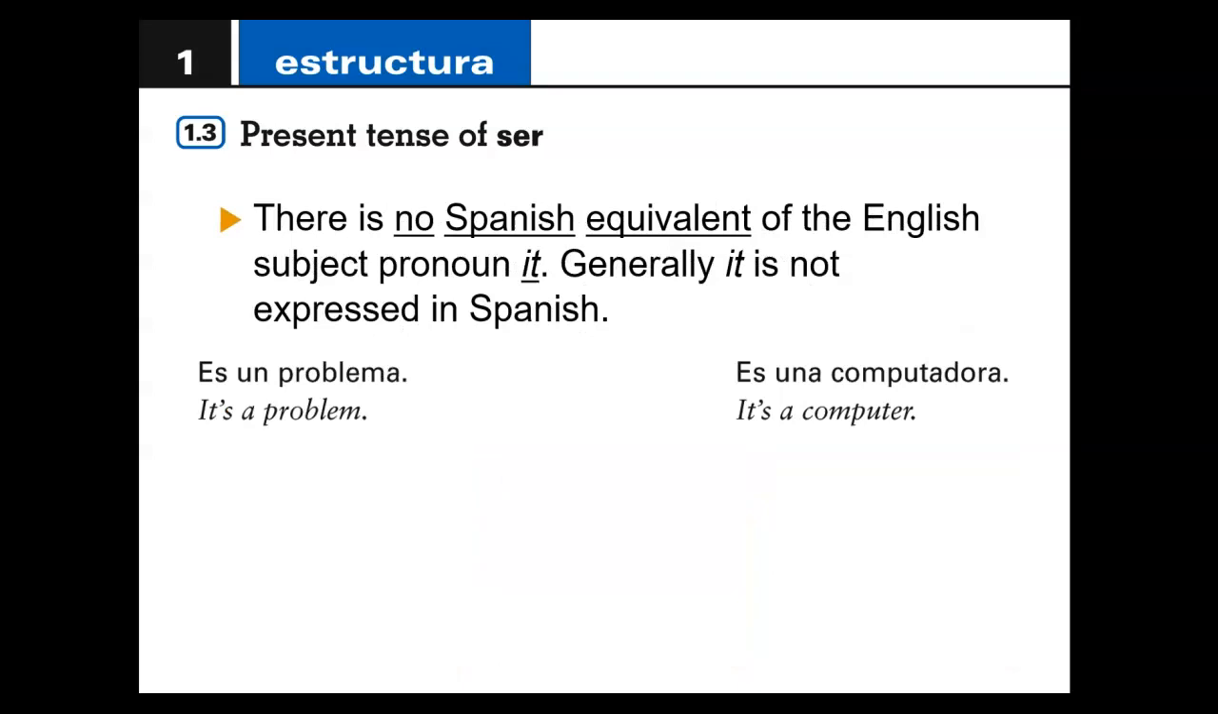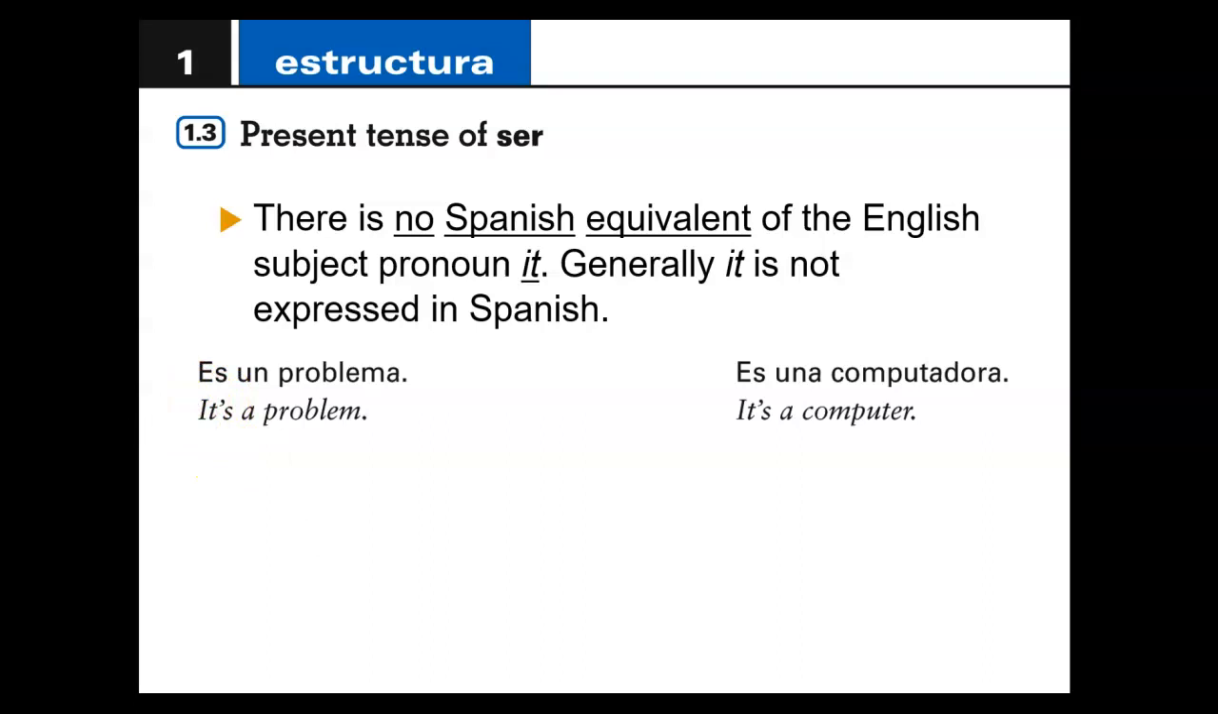In Spanish, there is no Spanish equivalent of the English subject pronoun it. Generally, it is not expressed in Spanish. So there's really no word for it in Spanish. It's normally just understood. When we look at the example, it says, es un problema. It's a problem. Notice here, it's an apostrophe s, so it's kind of saying it is. Es would be is, and it is just understood.